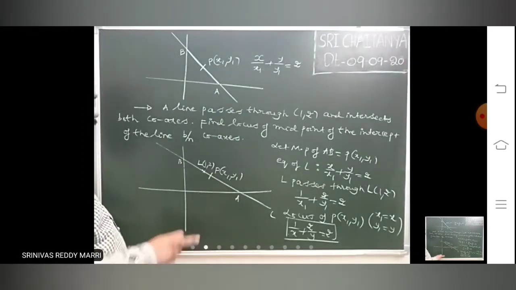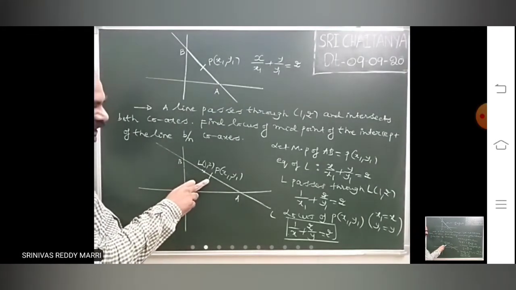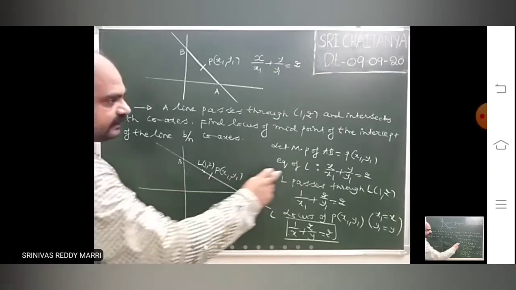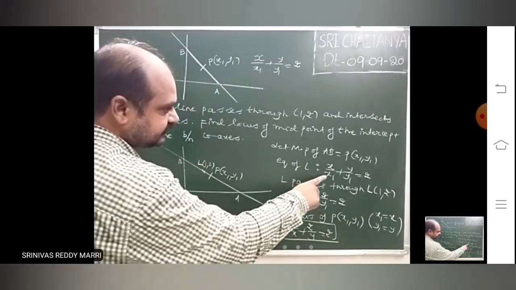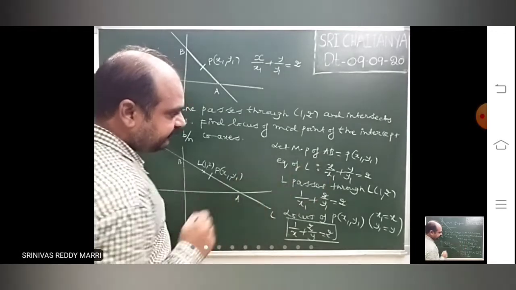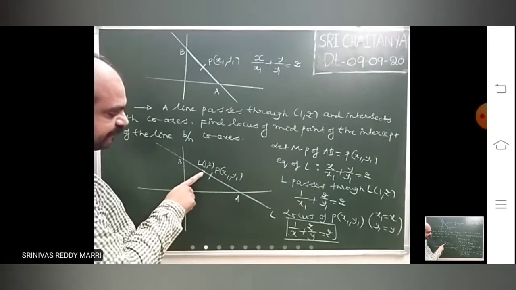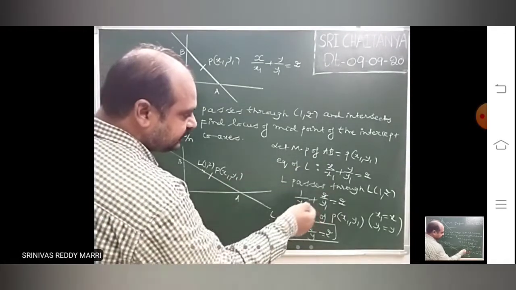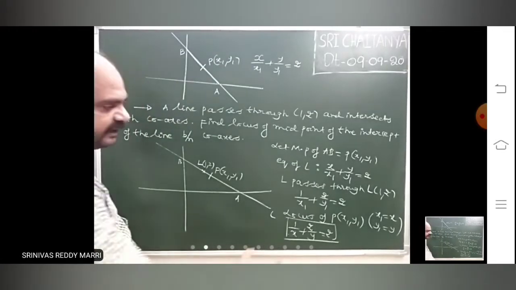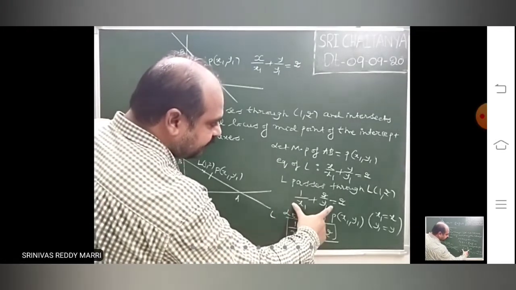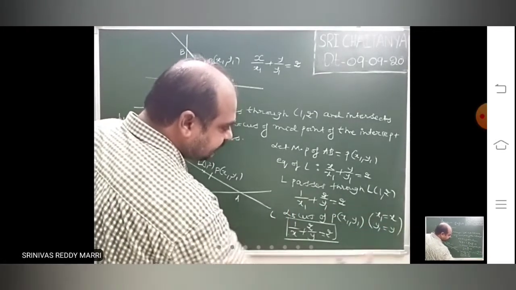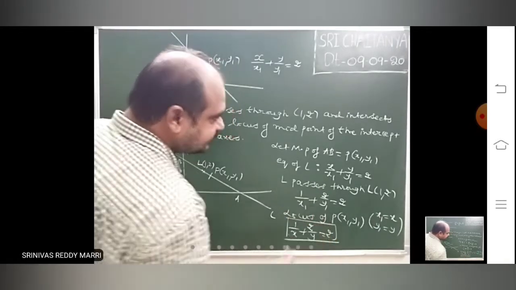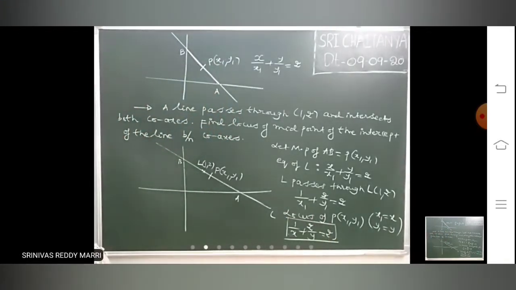So whenever the locus of a midpoint is asked, you take that midpoint and then write the equation of the line. Now the condition will be given. What is the condition? It passes through (1, 2). Substitute that. You get an equation in x1 and y1. This is nothing but the locus. But we will always write the curve in x and y. That's why x1 becomes x and y1 becomes y.